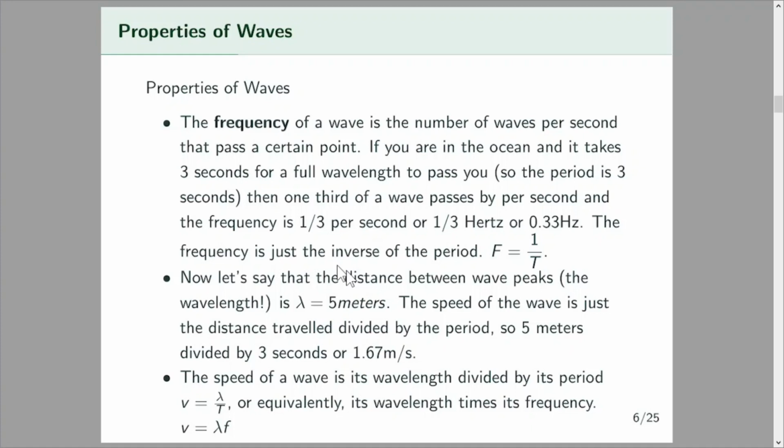Well, if the wavelength was 5 meters, that means that peak is traveling 5 meters in 3 seconds. Since speed is distance divided by time, we get 5 divided by 3, which is 1.67 meters per second. That's its speed. And so the speed is just the wavelength divided by the period, or lambda divided by T, or equivalently, since the period is 1 over the frequency, we can say the speed is the wavelength times the frequency. It's a useful tool.